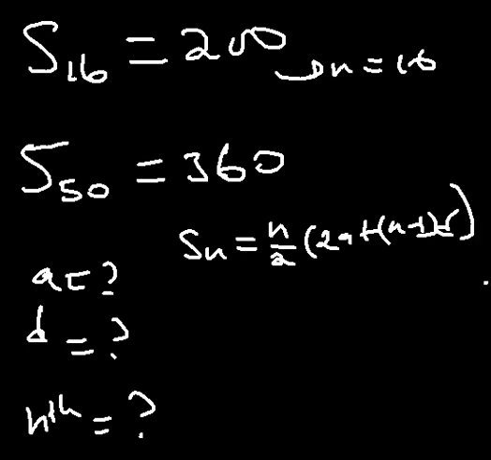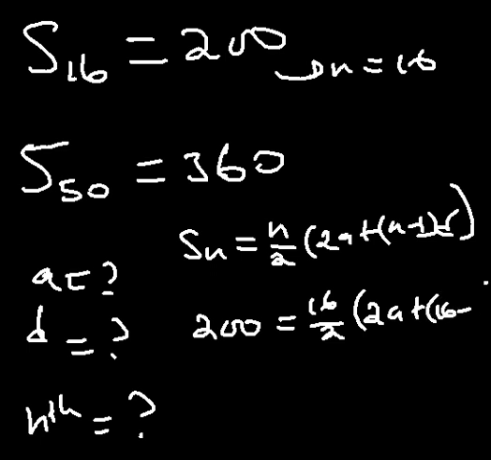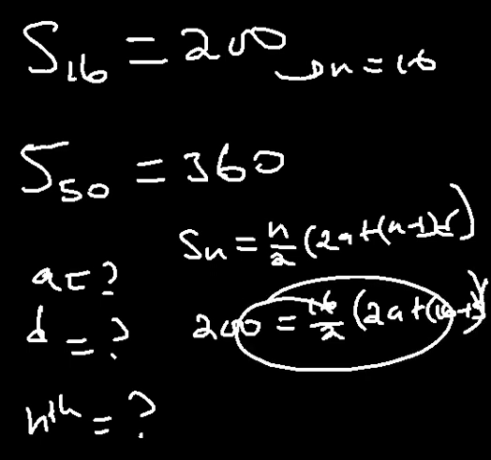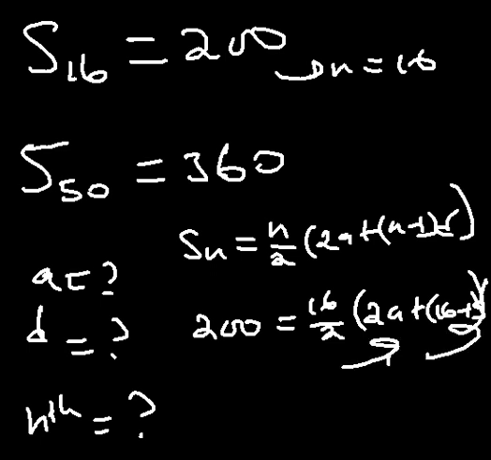So the sum of 16 terms, which is 200, is equal to the number of terms 16 over 2, times 2a plus the number of terms, 16 minus 1, times the common difference. So you'll have the first equation with two unknowns, that is the first term as well as the common difference.